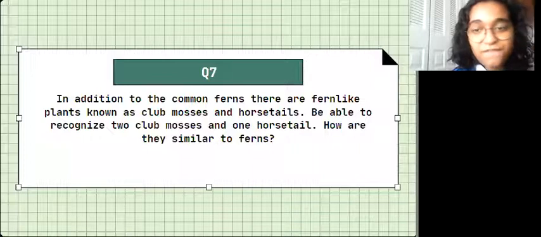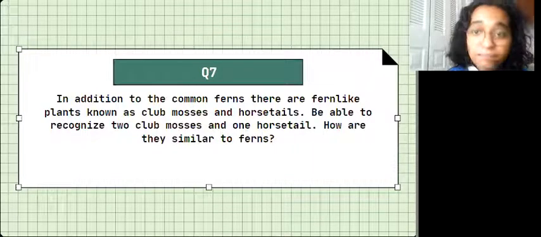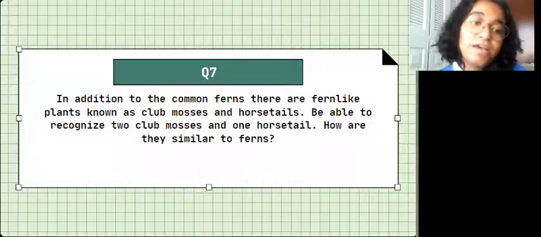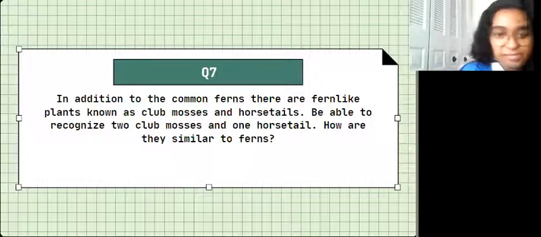Question number 7. So I finished explaining the 10 different kinds of fern. I'll be drawing them myself and submitting an email to the Great Pathfinder Club. And let's head to question number 7.